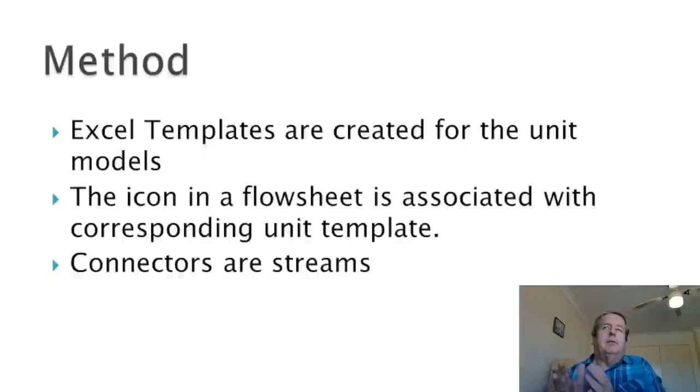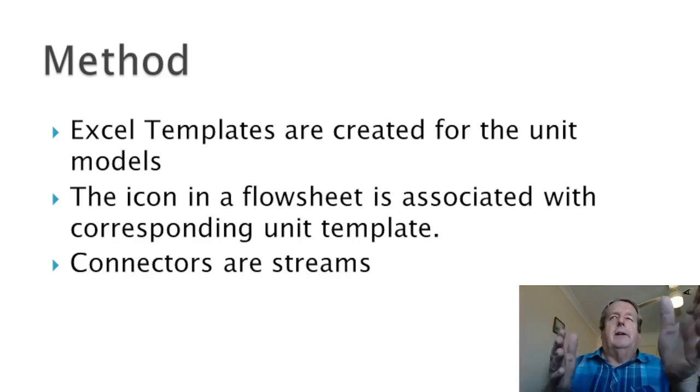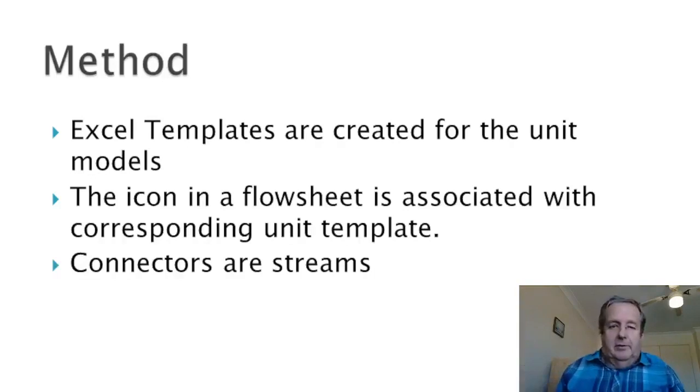The method basically means that you create a template for each unit model. So for the flotation cell, there's just one Excel template which represents flotation cells. The icon in a flowsheet is then associated with the corresponding unit template, and connectors with mineral processing streams. ExcelFlow is basically a visual programming system that, from the flowchart, determines how connectors and units are related. It takes a unit template and creates unit models for each particular icon. That's the basis of the simulation.